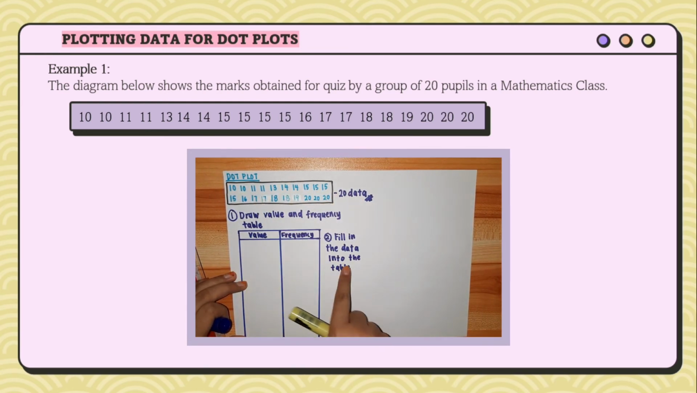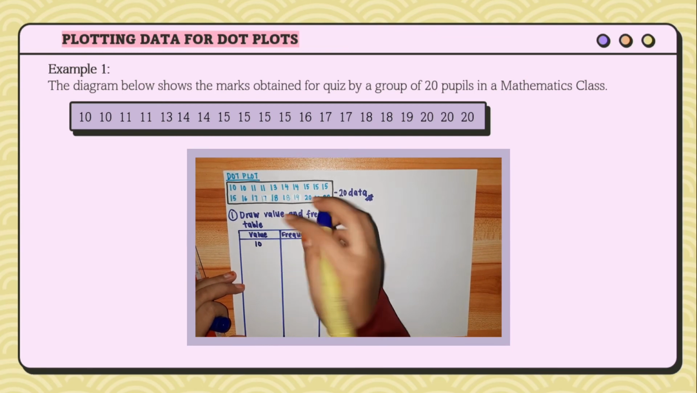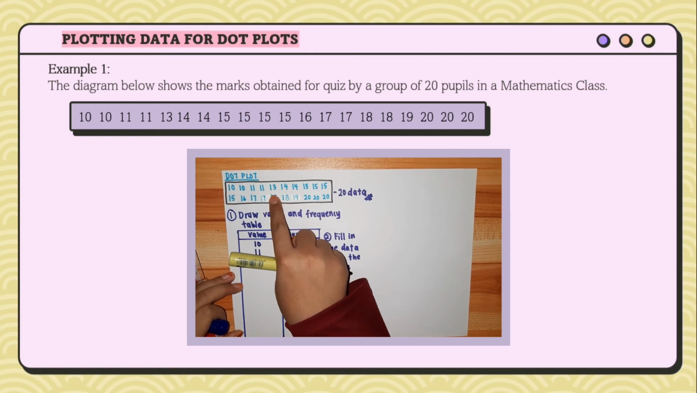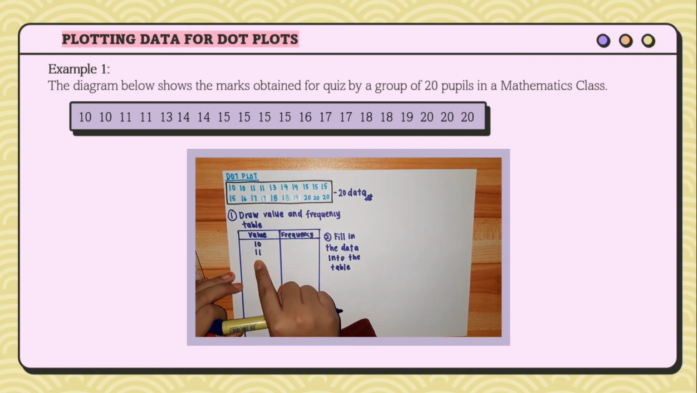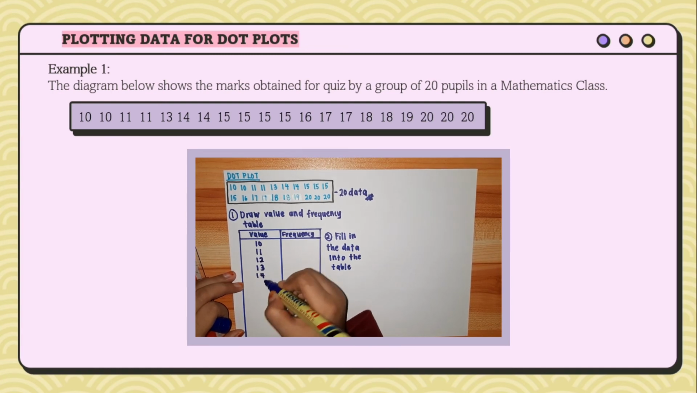We will start by filling in the values for the data first. The first value is number 10. Next is 11. And next is 12. Even though it is not included in the data, we still need to write it down in the drawn table. Next is 13, 14, 15, 16, 17, 18, 19, and the last one is 20.